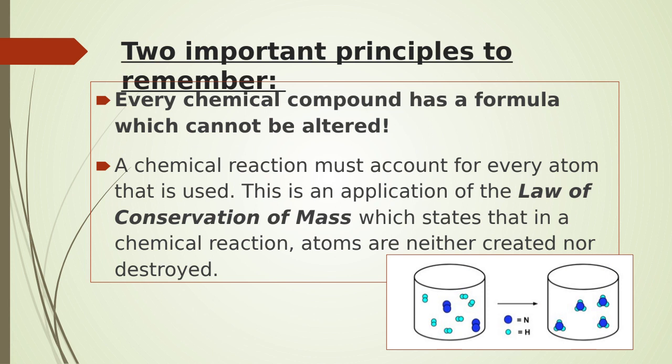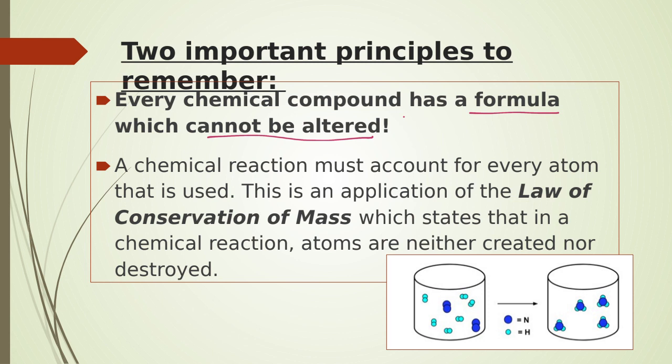There are 2 important principles to remember related to chemical reactions, and we have mentioned a few of these already when we have talked about the law of conservation of mass. Every chemical compound has a formula which cannot be altered. So when we did our lesson on conservation of mass, I did go over some examples of balancing where you balance with coefficients rather than altering the chemical formula. Okay, there's specific ways we come up with those formulas. We have to follow those rules.